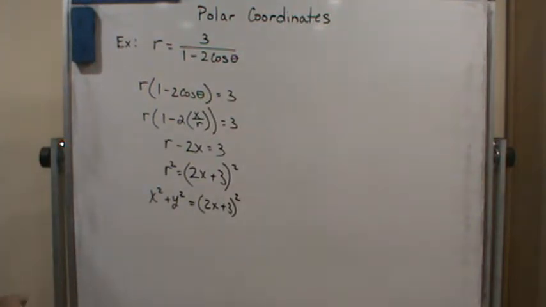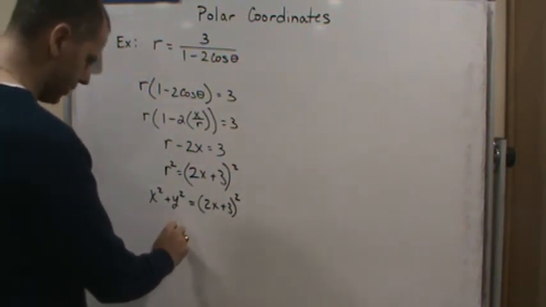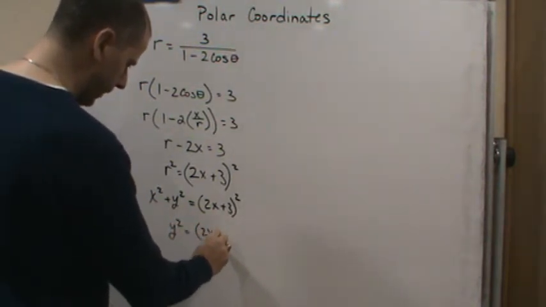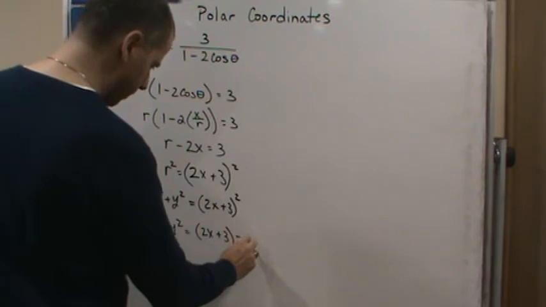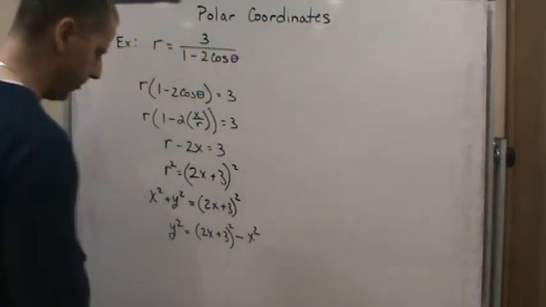Okay, so now I want to solve for y. So I'm going to subtract x squared from both sides. That's going to give me y squared equals (2x plus 3) squared minus x squared.